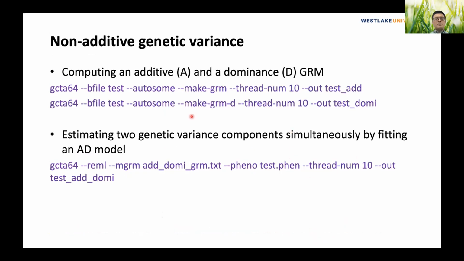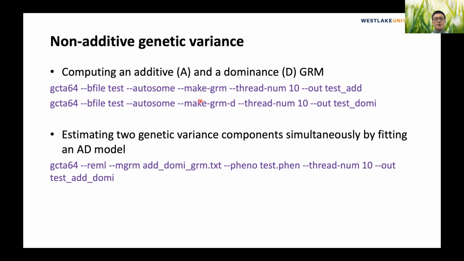We also provide options to do analysis to estimate non-additive genetic variance, in this case, dominance variance. So you may need to start with a computation of a dominance GRM together with an additive GRM, which is the default for the GRM I mentioned before.